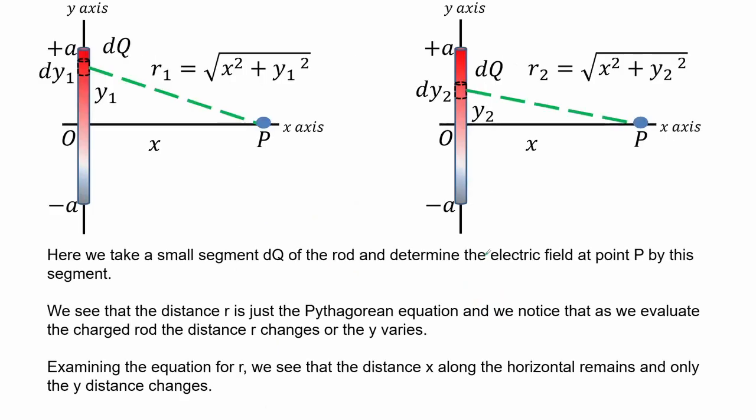Here we take a small segment dq of the rod and determine the electric field at point P due to the segment. We see that the distance r is given by the Pythagorean equation, and we notice that as we evaluate along the charged rod, the distance r changes. Examining the equation for r, we see that the distance x along the horizontal remains constant and only the y distance changes.